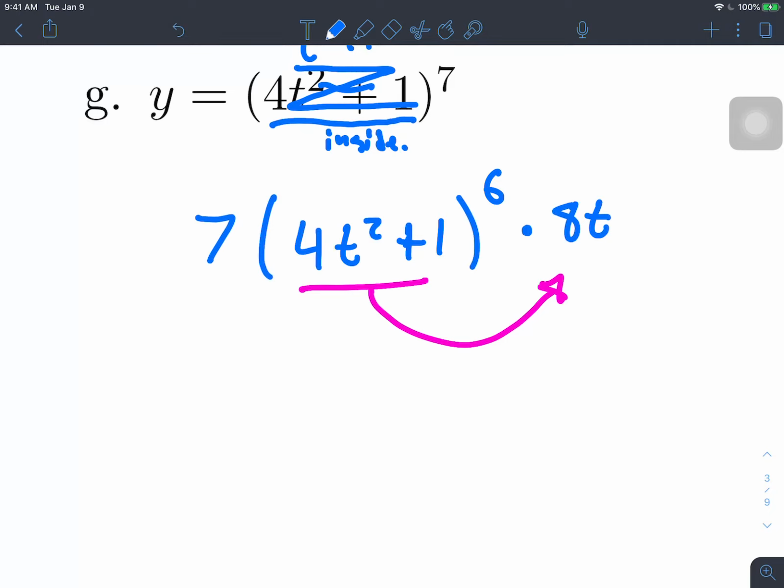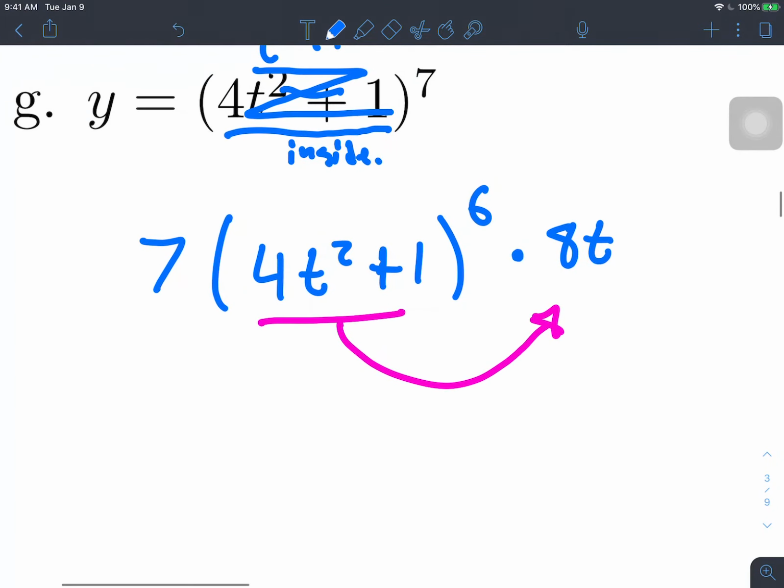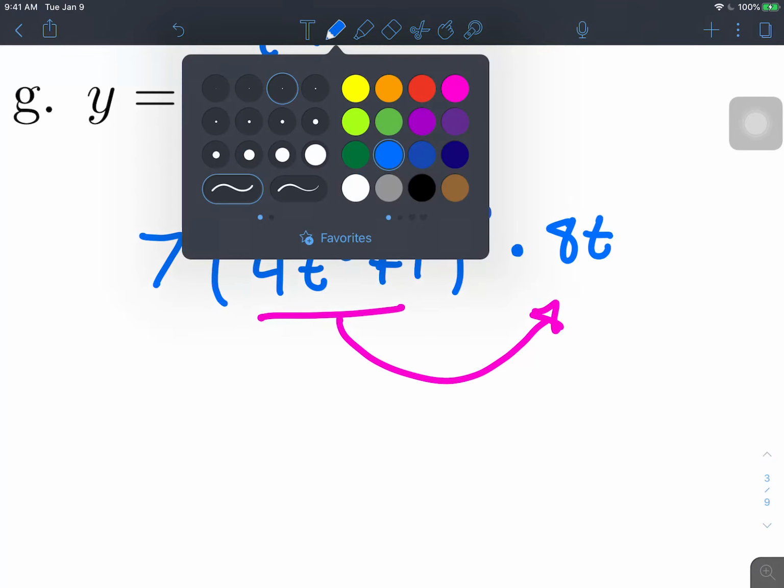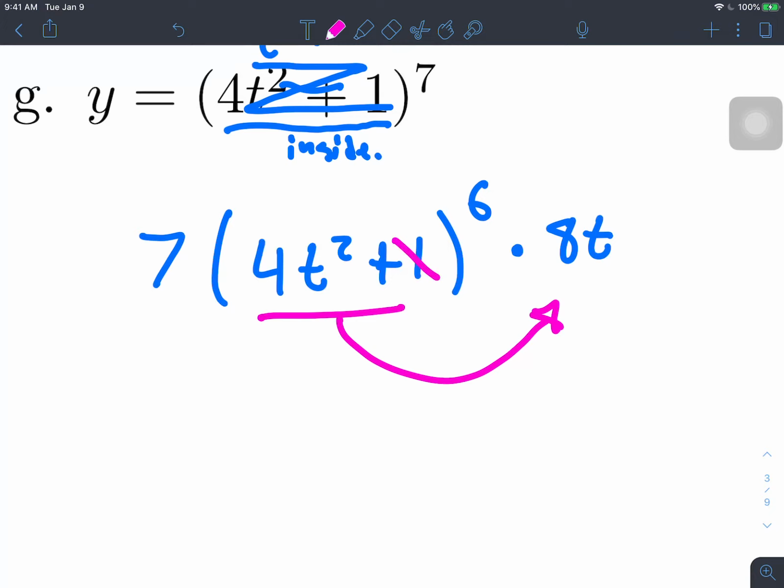Starting to become more clear? Why is it 8? Great question. When I did the derivative of 4t squared plus 1, the 1 is a constant, right? So when we do that derivative, it just goes away, right? And what about 4t squared? Which rule should I use?